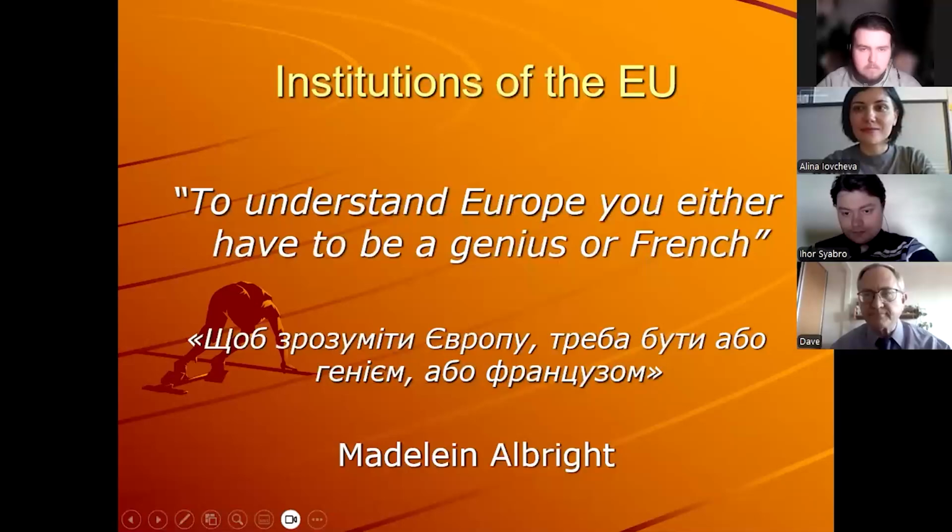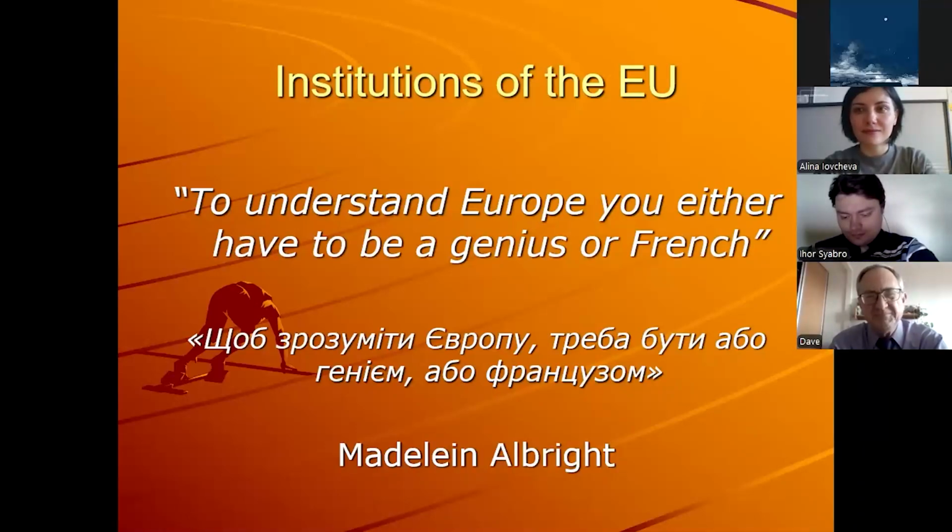Okay, let's begin. I always start with a kind of funny quote. To understand Europe, you either have to be a genius or French. That's from Madeleine Albright. Maybe some of you remember, Madeleine Albright was the American foreign minister during the time of President Clinton. What is she talking about here? Well, she's talking about the fact that the European Union is a very complex organization. It's very large, very bureaucratic.